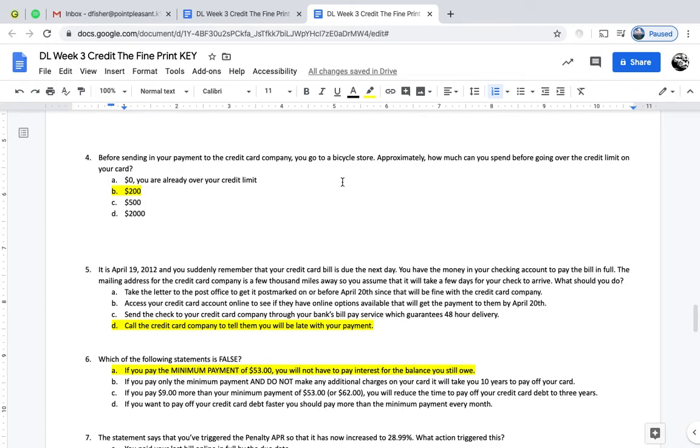Before sending in the payment, you go to the bike store. You're looking to spend some more money. The card has a $2,000 limit, and you already owe about $1,700. So you've only got an available amount to spend of $200.